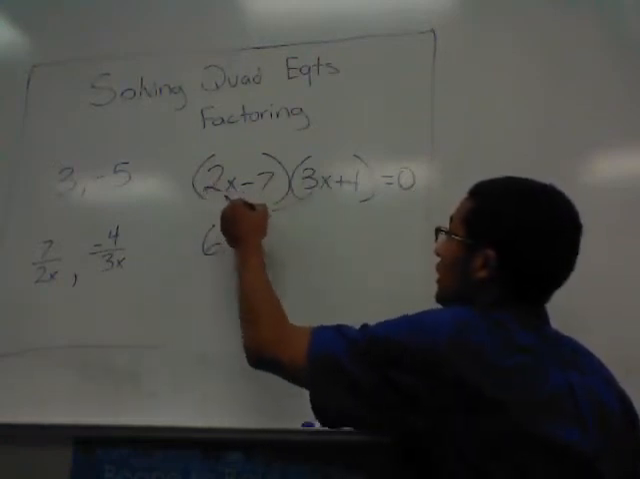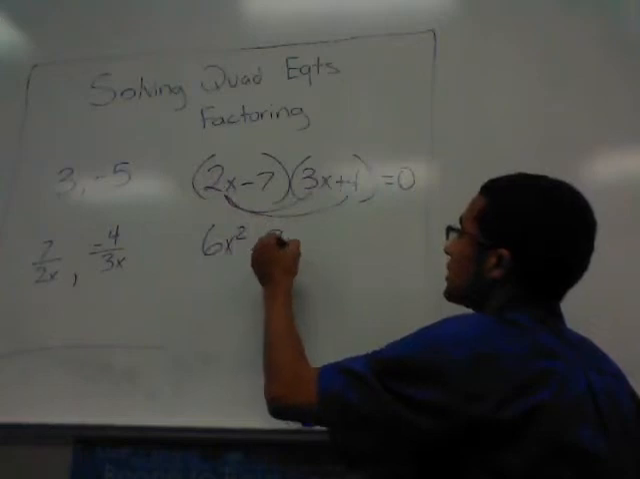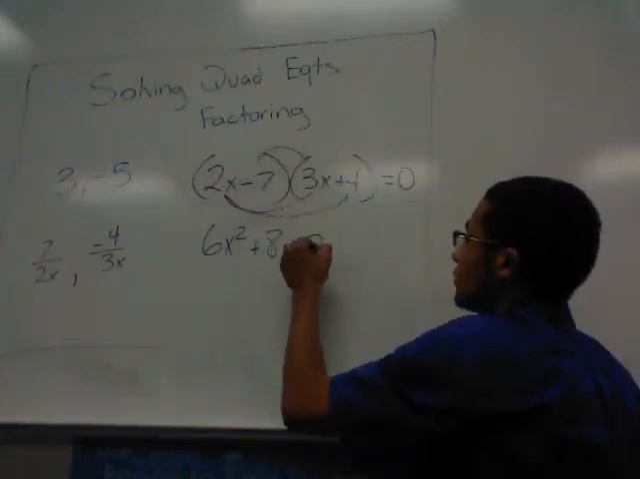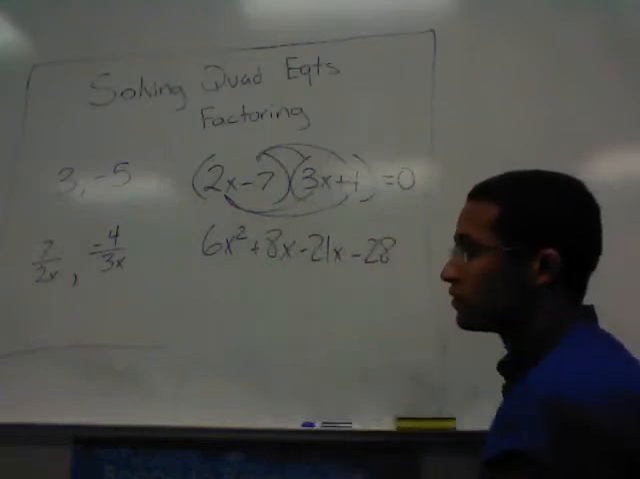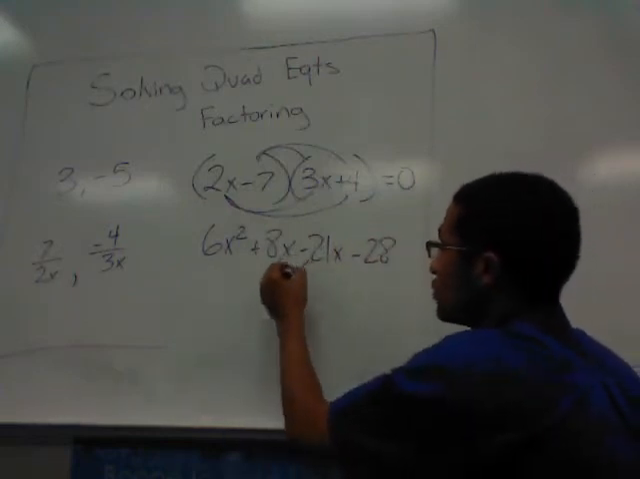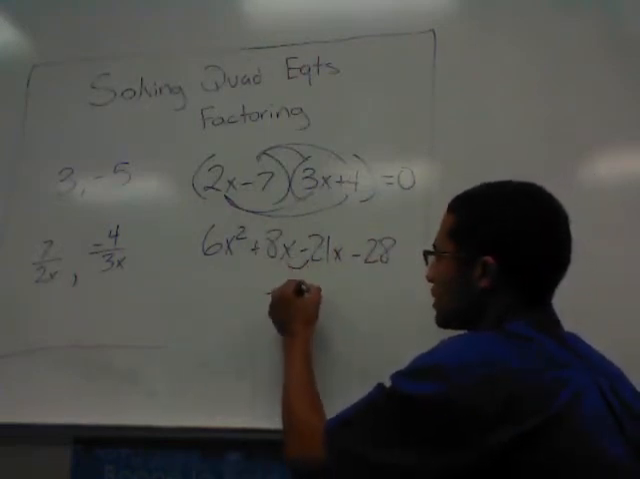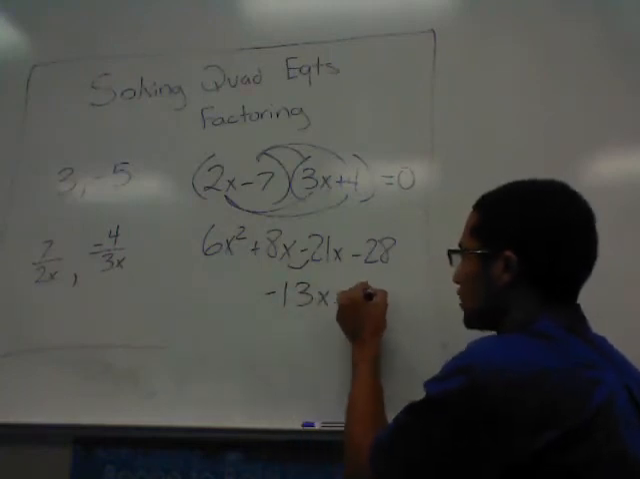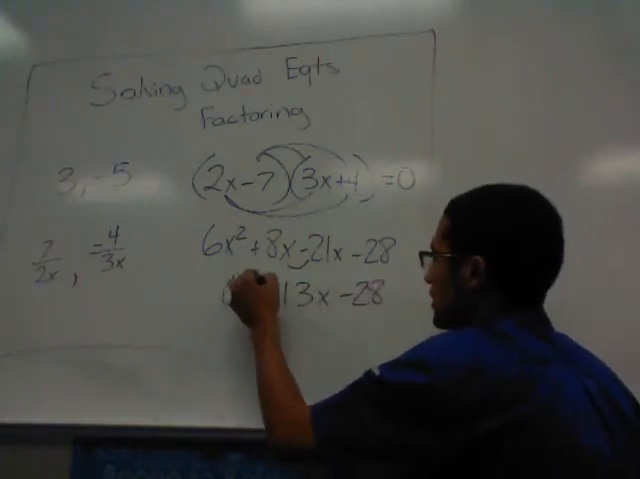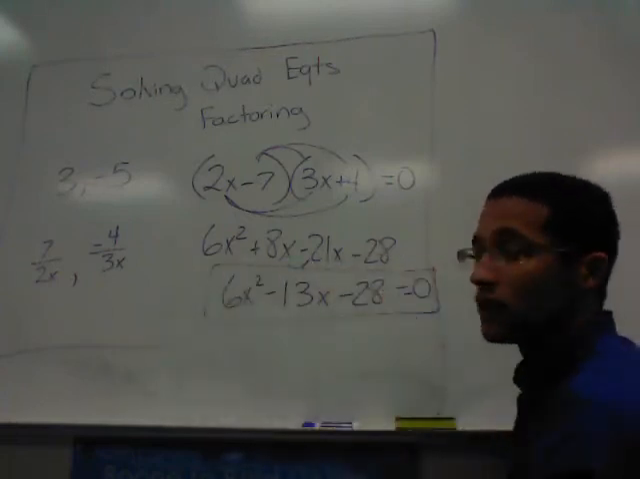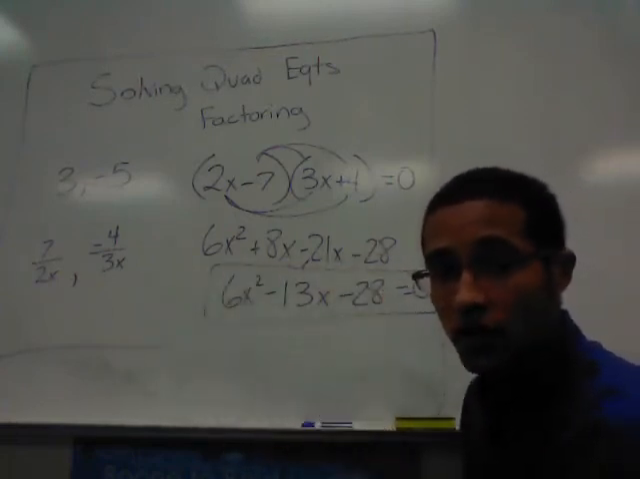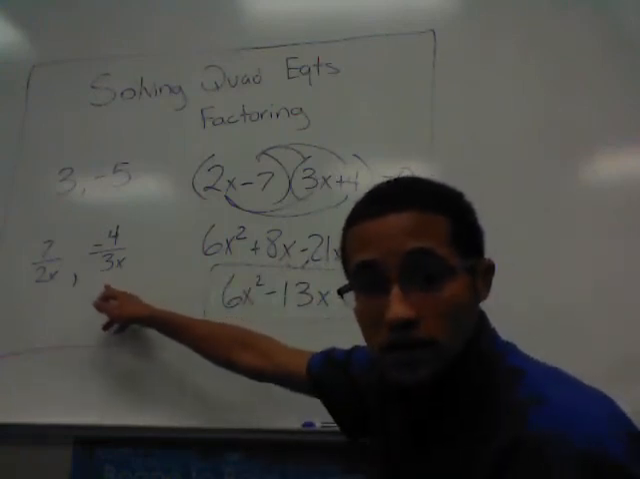6x squared plus 8x plus negative 21x minus 28. All right? Notice these two can go together again, so that's negative 13x minus 28, 6x squared in front equals 0. You're done because you figured out the equation that these two solutions came from.